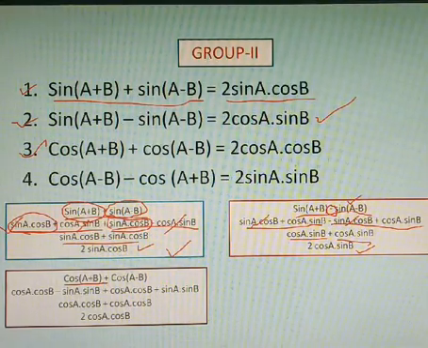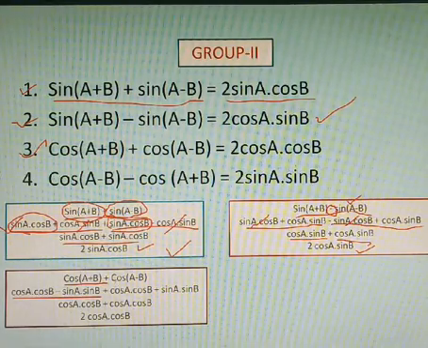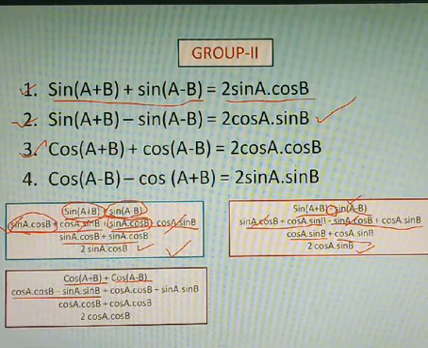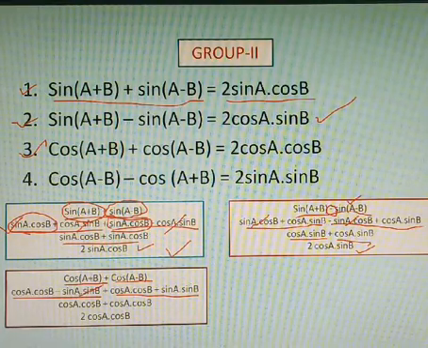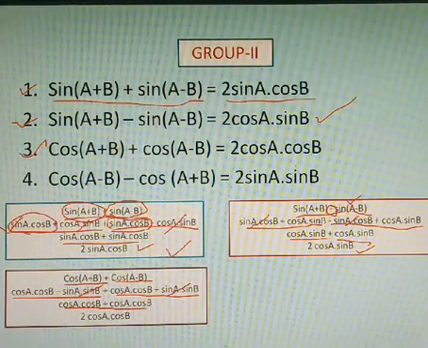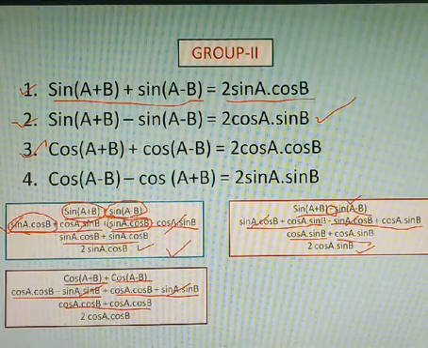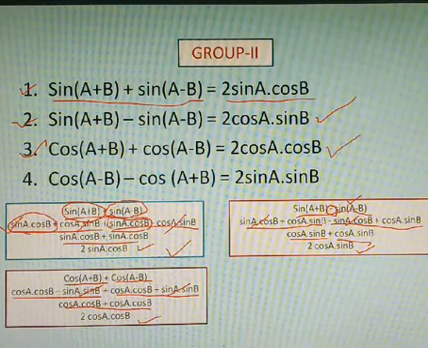We have the formula of cos A plus B as cos A into cos B minus sine A into sine B. The formula of cos A minus B is cos A into cos B plus sine A into sine B. These two are similar with the opposite sign, and these are the remainings, cos A into cos B plus cos A into cos B, and finally we'll get 2 cos A into cos B.